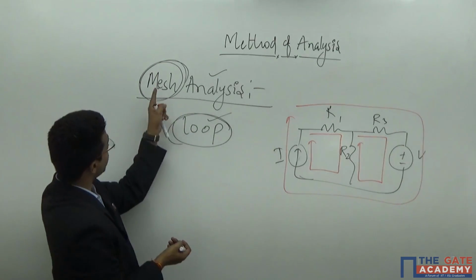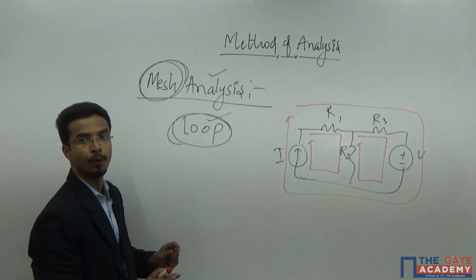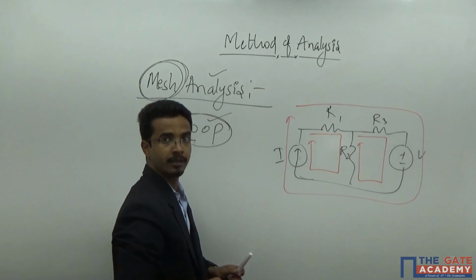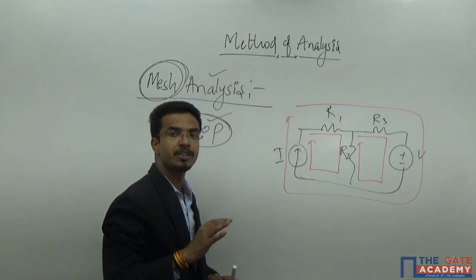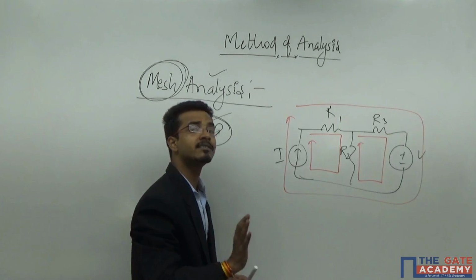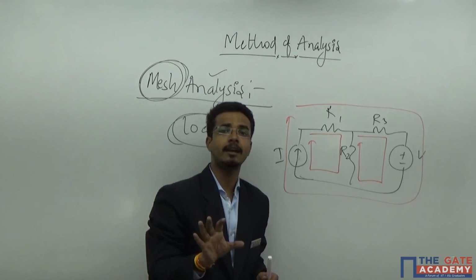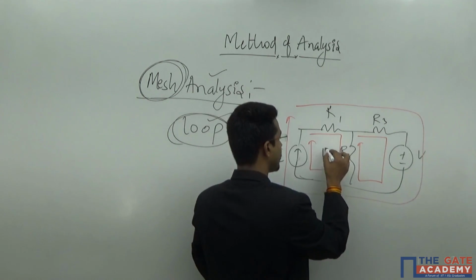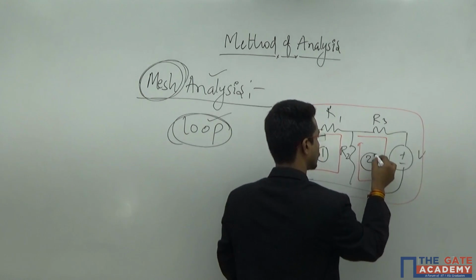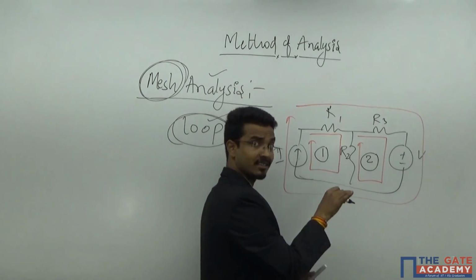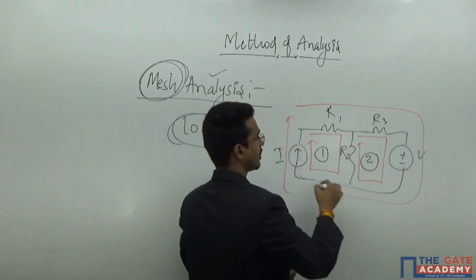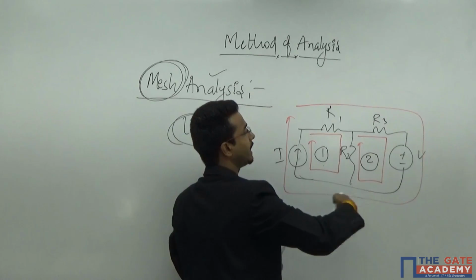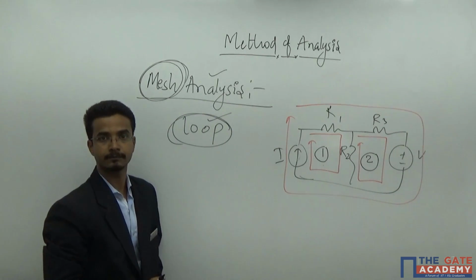That means mesh and loop are same? No, because mesh is an exclusive part of the loop. That means a mesh is a loop which will not consist any closed path inside it. That means it will not allow any other loop inside it. That means loop number 1 and loop number 2 are meshes as well as loops, but this third one will consist 1 and 2 inside it. That means the third one will be a loop only, not a mesh.